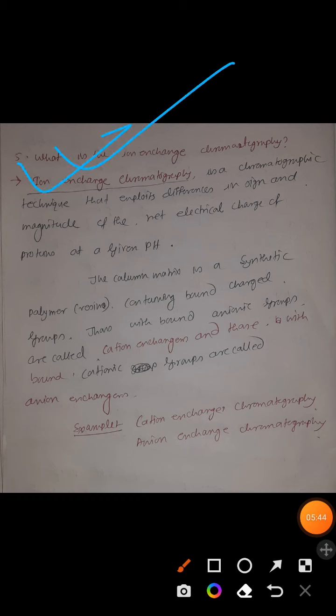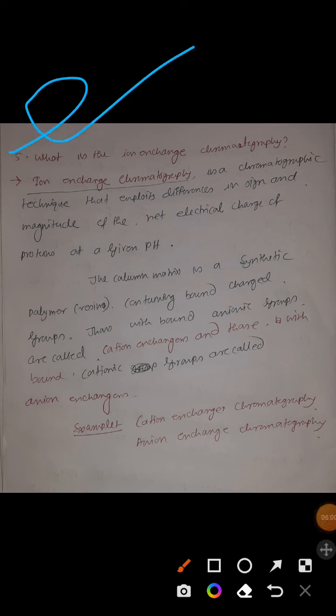The fifth important question is, what is ion exchange chromatography? In ion exchange chromatography, we are using the sign and the differences in sign and magnitude of charges of protein at a given pH. That means, remember one thing, that ion exchange chromatography can separate molecules which differ in charge. So here the column matrix is a synthetic polymer resin containing bound charge groups. Those with bound anionic groups are called cationic exchangers, and those with bound cationic groups are called anionic exchangers.